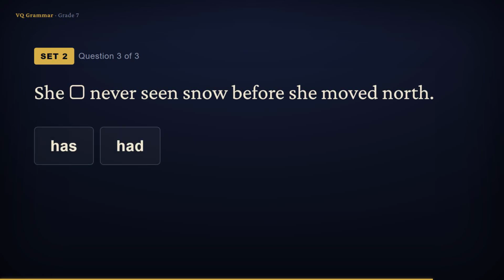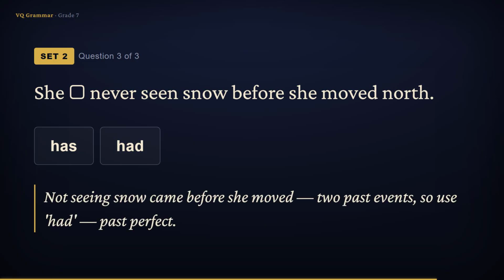She blank never seen snow before she moved north. Her not seeing snow happened before she moved, and moving is itself in the past. Two past events, and the earlier one needs the past perfect. So the helper is had. So the answer is had.